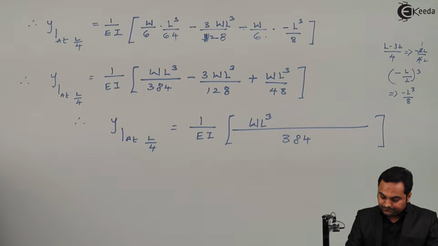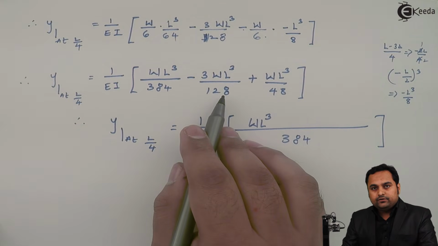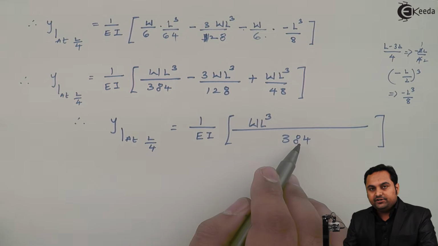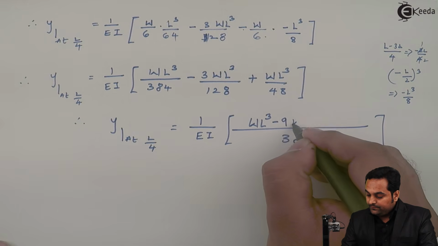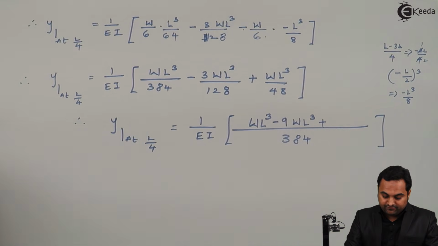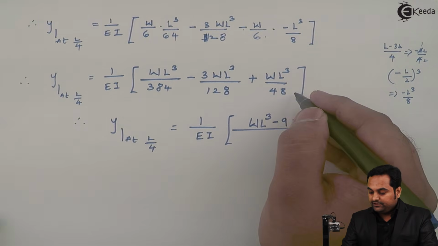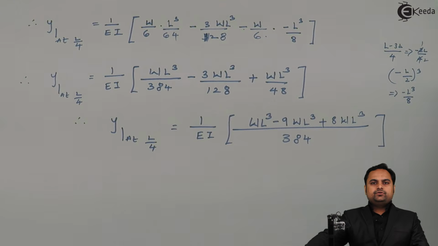Next, this is 128. So I have to multiply by 3 to make it 384. So 3 gets multiplied in the numerator. So minus 9 WL cube plus 48 to make it 384. I have to multiply by 8 in the numerator. So 8 into WL cube.